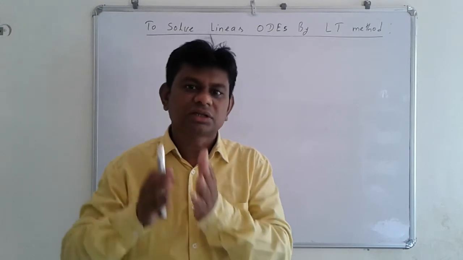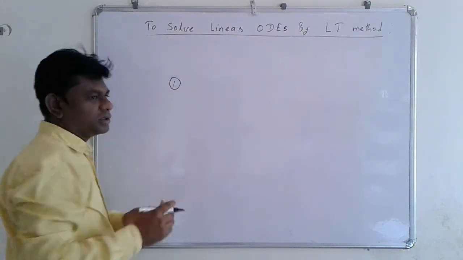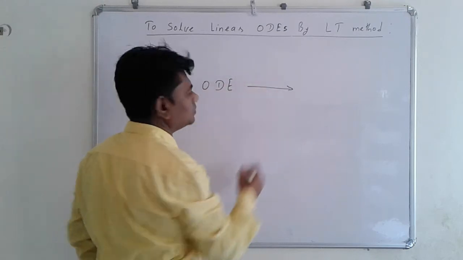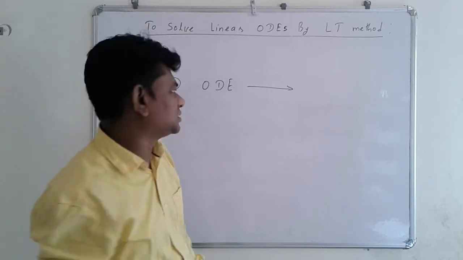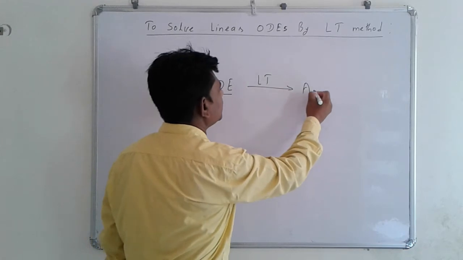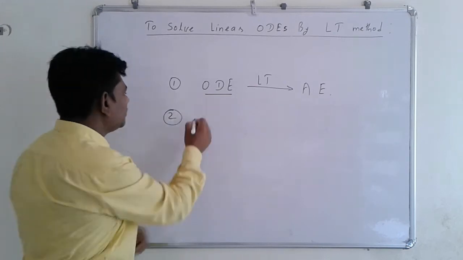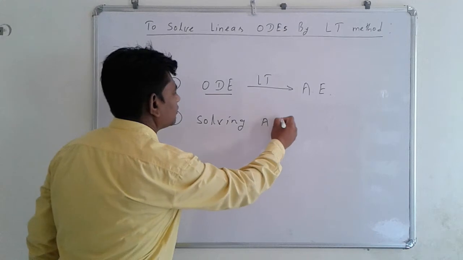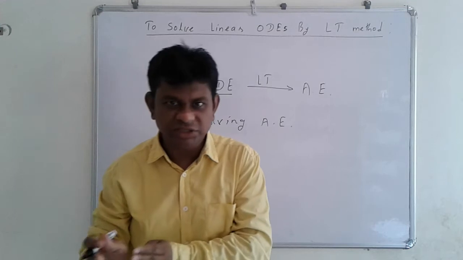The process of solution consists of three steps. Number 1, the given ODE is transformed into an algebraic equation by applying Laplace transform. The Laplace transform converts this ODE into an algebraic equation. So this is step 1. Now step 2, solving algebraic equation by using purely algebraic calculations.